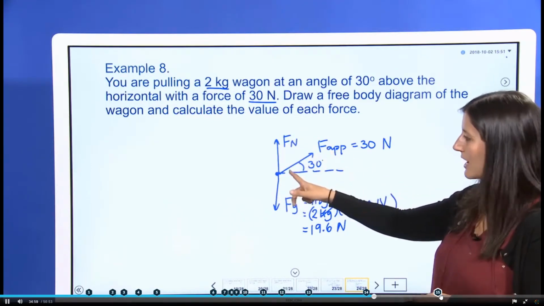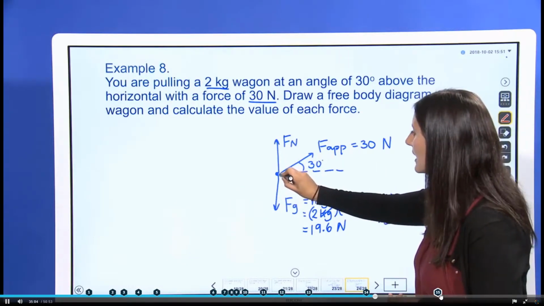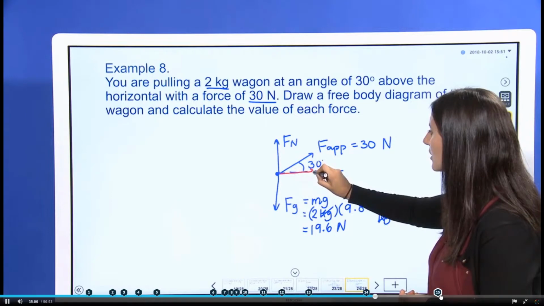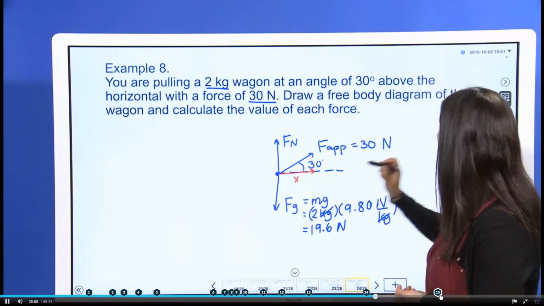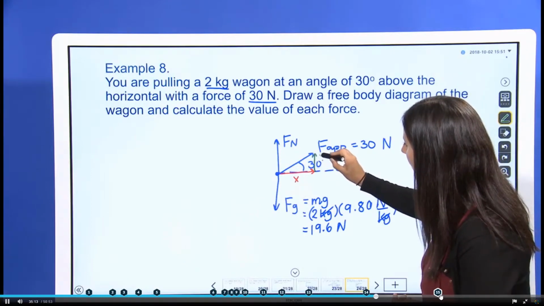And do you see how the F applied has two components to it? It has an X component, a horizontal component, which we'll call X, and it also has a vertical component, which we will call Y.